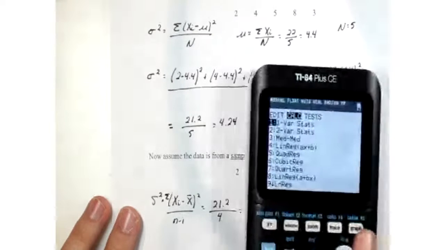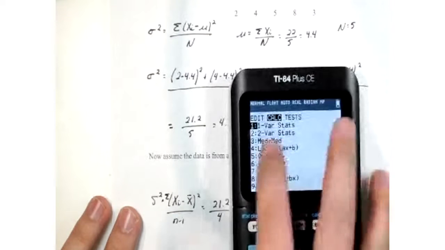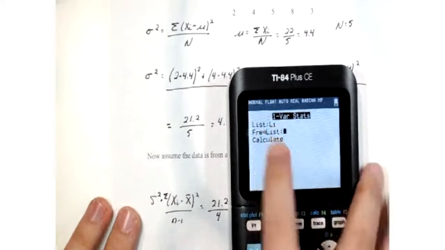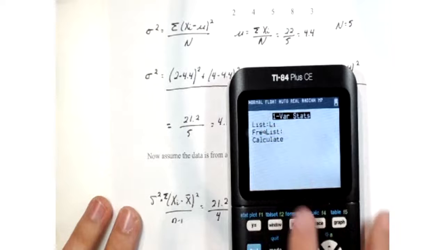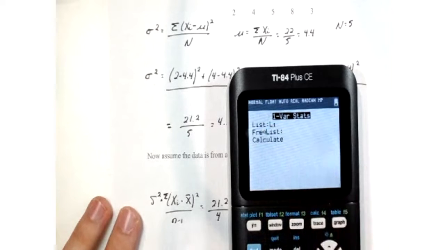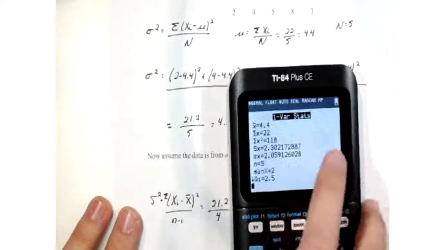Stat, calculate, one variable statistics. So tell the calculator which list you have those values in. I entered those values into L1, the first list. And then FreqList, don't worry about this, just leave it empty, and then hit calculate.